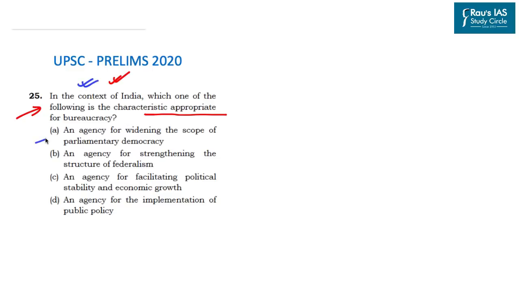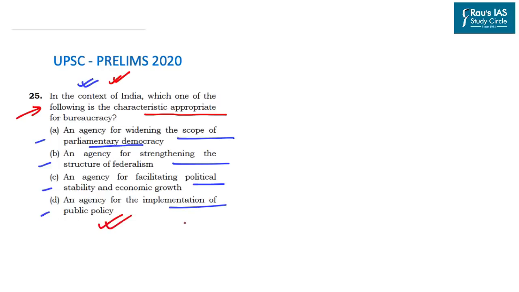Now, options were A. An agency for widening the scope of parliamentary democracy. B. An agency for strengthening the structure of federalism. C. An agency for facilitating political stability and economic growth. And D. An agency for the implementation of public policy. Now, we all know that in this, the correct answer was D.